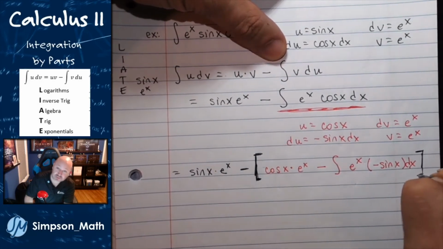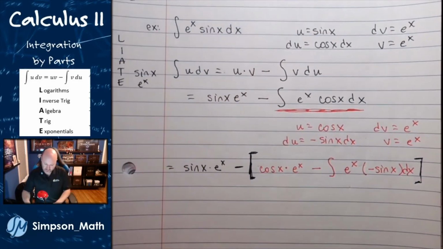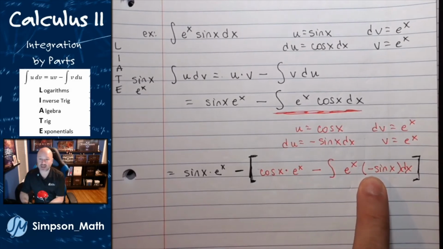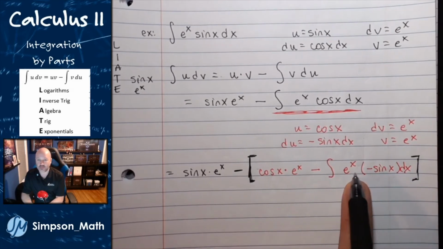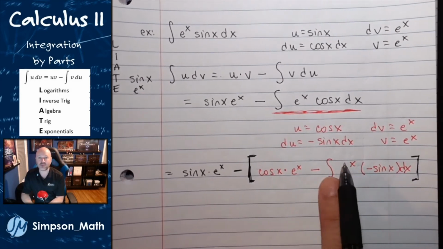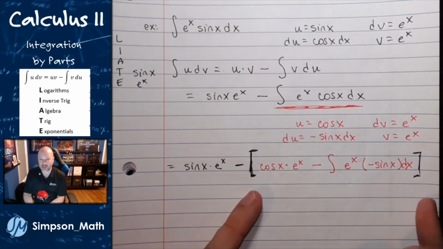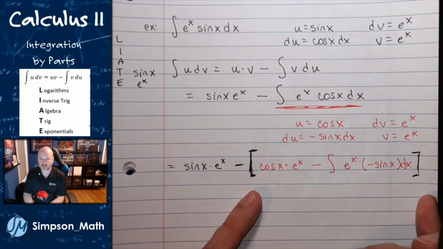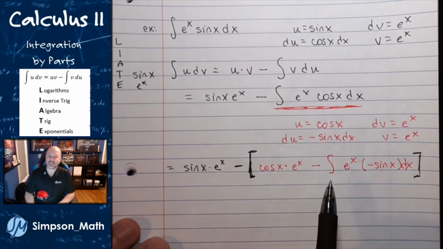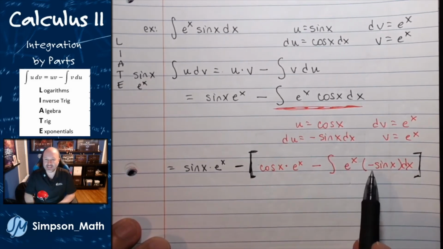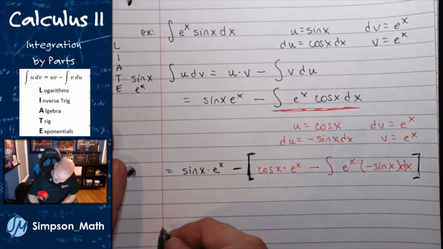I gotta be careful with these negatives. That minus sign is just a -1 being multiplied around in here, so I can pull it out and make that a plus integral with inside the parentheses. Oh my gosh, this is never going to end. This is back to the e to the x sine of x, but let me clean it up. I think I can show you something.